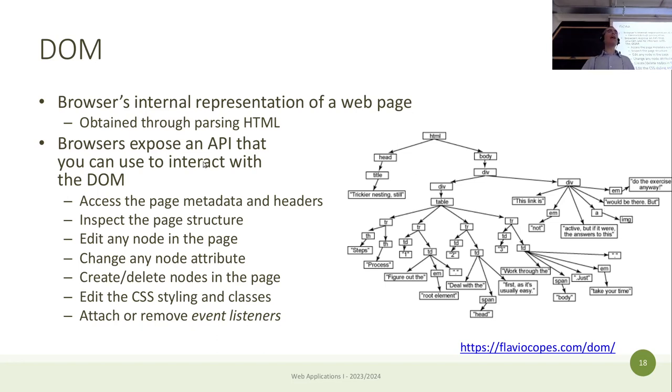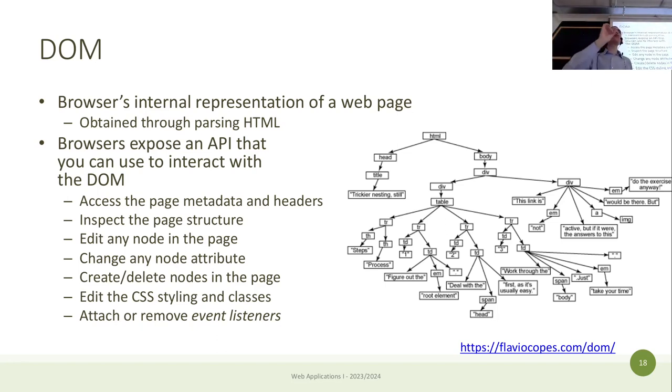And then with the API provided by the browser to manipulate the document object model, we can navigate inside this tree. And we can change things inside this tree, so delete and add nodes, leaves, and so on, and also modify styling attached to each of these nodes. And finally, also attach and remove event listeners. So we can say, if the user clicks the table, let's execute this function.